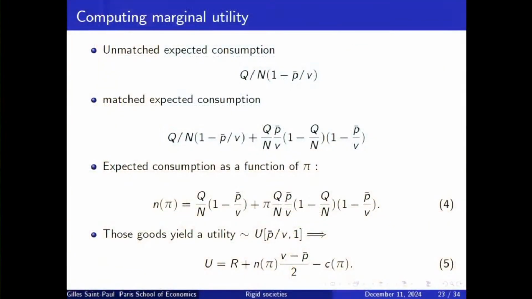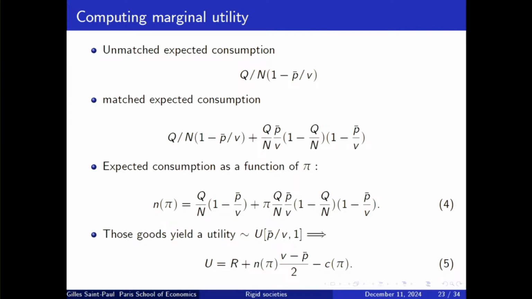So then we have to compute the marginal utility of having a larger network. Okay, so I'm not going to go through these derivations, but equation 4 tells you how many goods you can be expected to consume as a function of pi. Okay, so if I meet somebody, I can consume more goods, but this is more likely to be useful if there is rationing, but not too much rationing, as I explained to you.